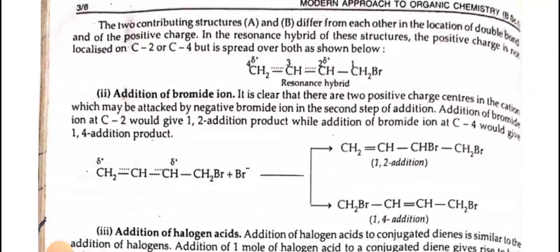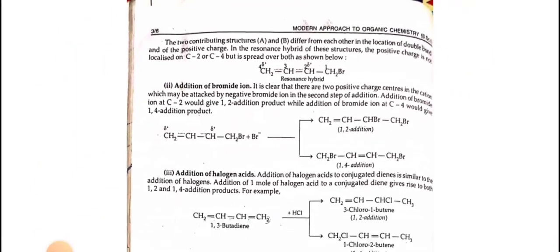Second, addition of bromide ion. It is clear that there are two positive charge centers in the cation which may be attacked by the negative bromide ion in the second step of addition. Addition of bromide ion at C2 would give the 1,2 addition product, while addition of bromide at C4 would give the 1,4 addition product.